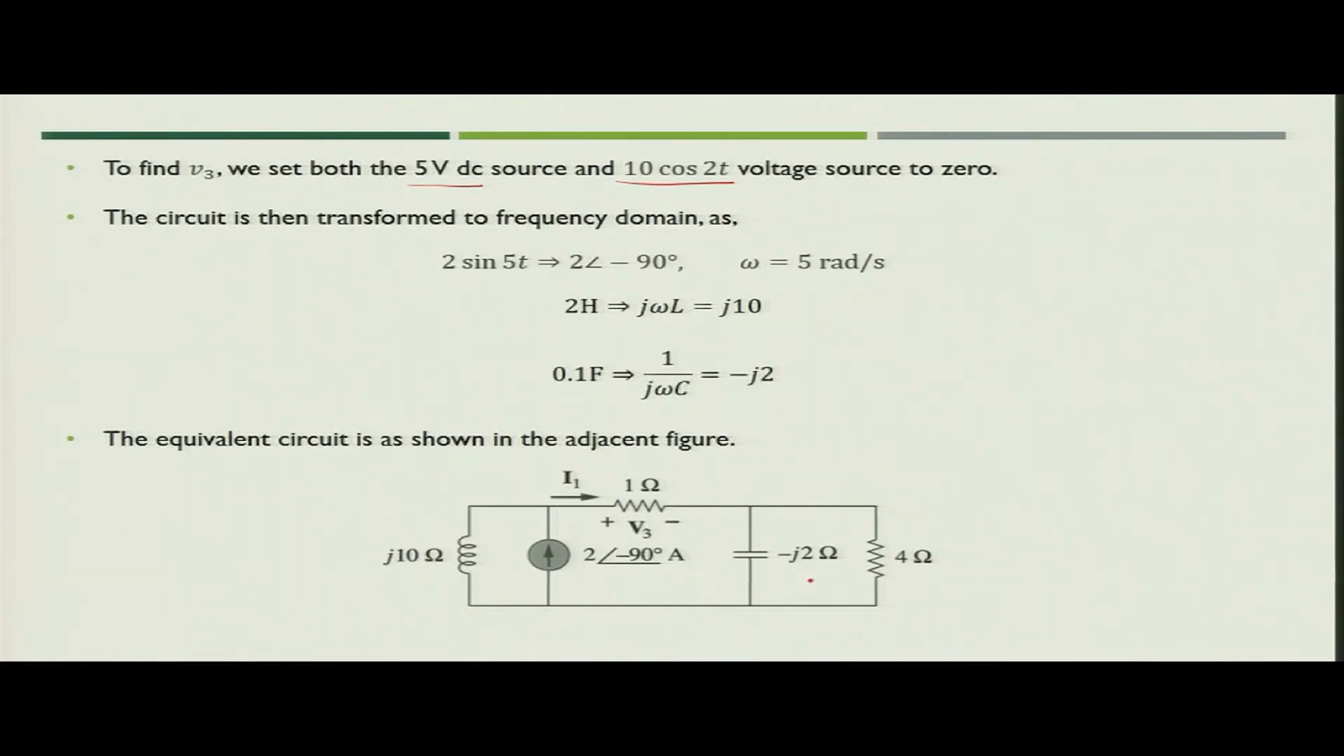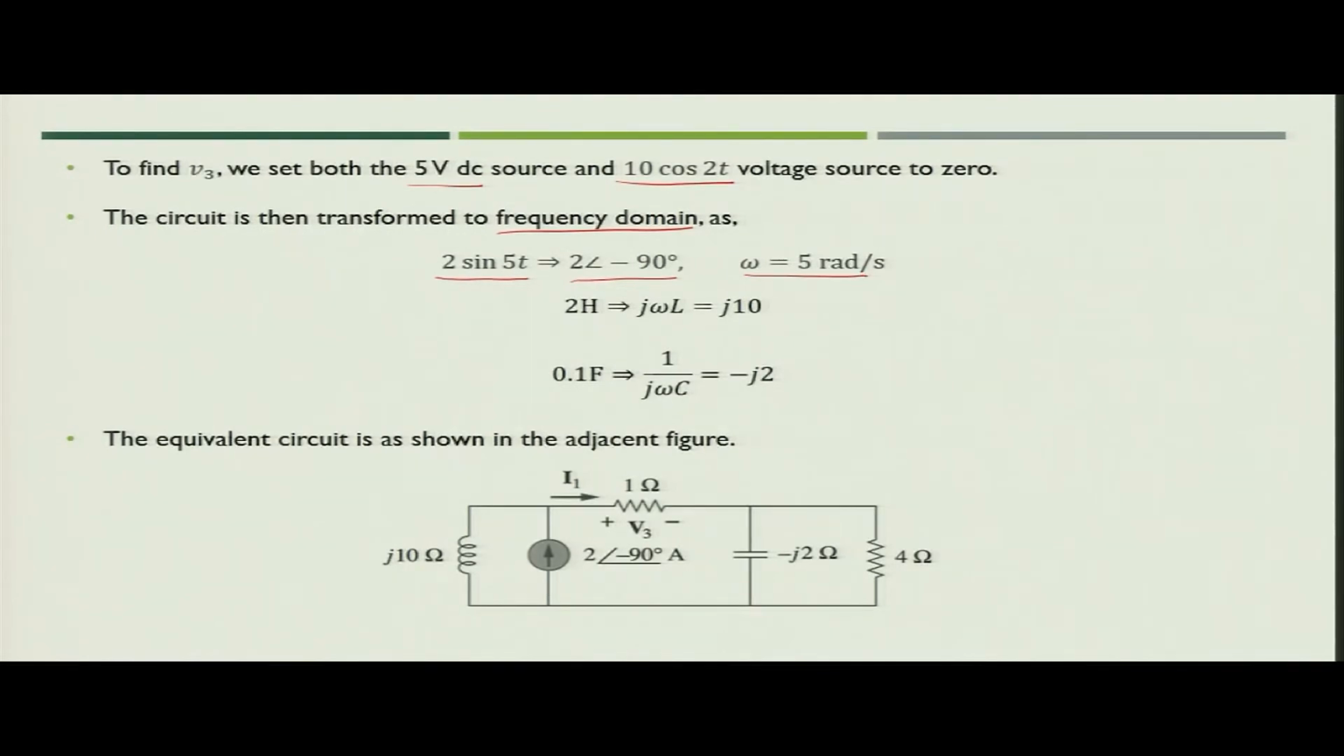Now, first task is that again we have to transform this into frequency domain. So, we will convert it into frequency domain. The given signal, that is given current source, is 2 sin 5t. Now, if you convert into phasor, what you can write? 2 angle minus 90 degree, because sine you have to first convert into cos to convert it into phasor form. So, what you can write? 2 sin 5t, you can write 2 cos 5t minus 90 degree. So, when you convert it into phasor, it will become 2 angle minus 90 degree. Here omega is now 5 radian per second.